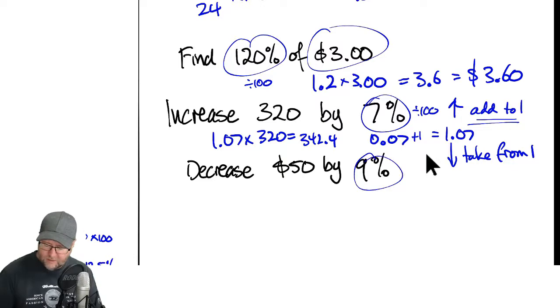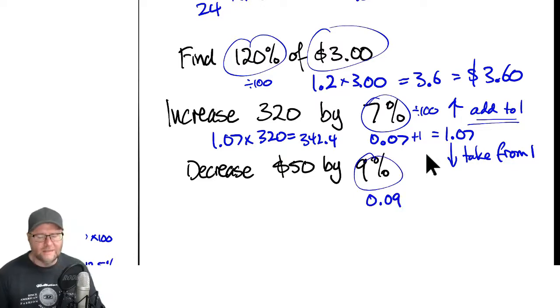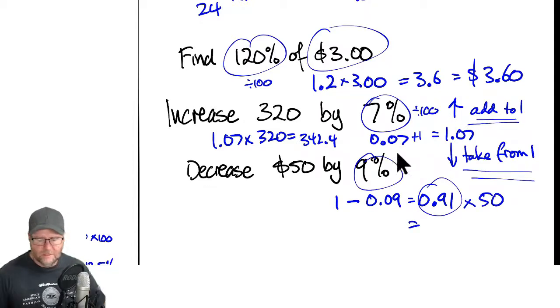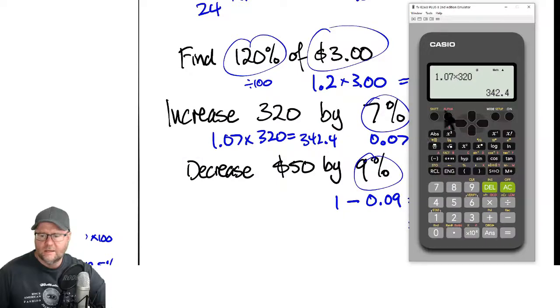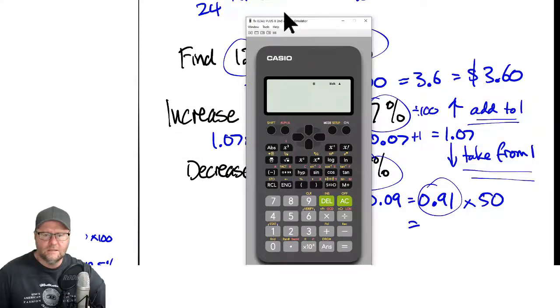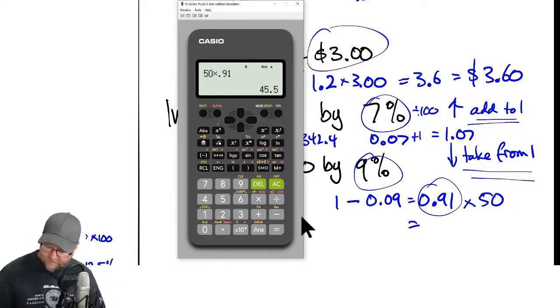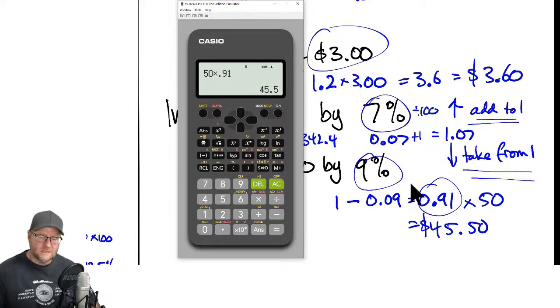The last question, decrease $50 by 9%. We take the 9%, we convert it to a decimal. When you divide it by 100, you get 0.09. But because it's a percentage decrease, we take that away from 1. So 1 minus my 0.09 gives me 0.91. That's the number that I'm going to use to multiply by my starting amount of 50. And when I do that, I get, let's just move that over so you can see it, 50 times 0.91, 45.5. But remember, because it's money or currency, we put it as 2 decimal places with a dollar sign.